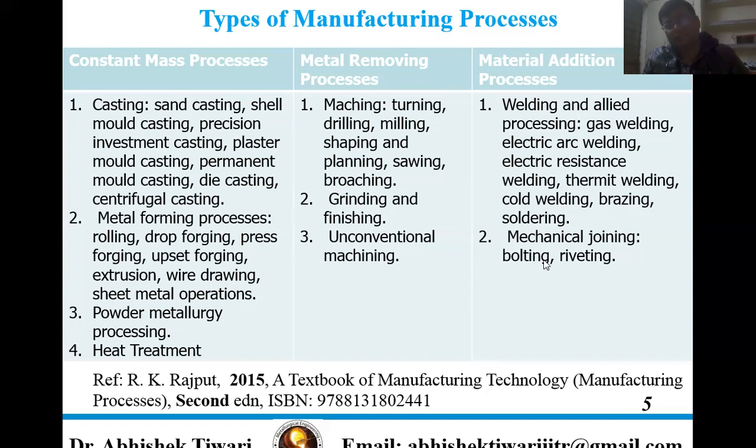Then second type in this is mechanical joining. For example, we can do bolting and riveting. So you know nuts and bolts, that kind of bolting and riveting can be done.